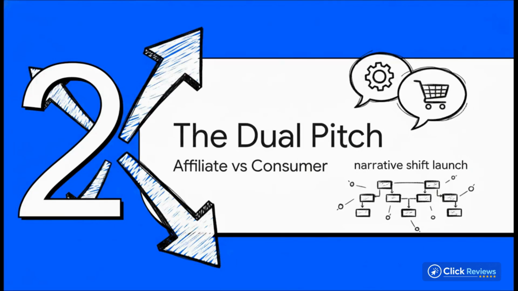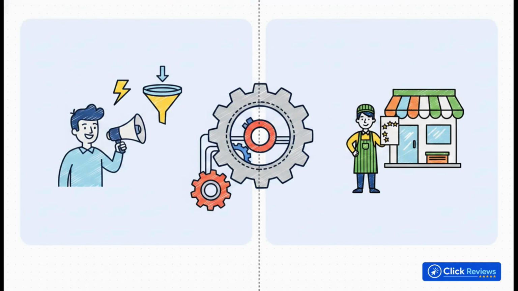Moving into Section 2, the dual pitch. Affiliate versus consumer, and the really fascinating narrative shift behind this launch. So we're seeing this sharp, deliberate contrast between the two sets of source documents. On the affiliate side, the pitch is talking directly to digital marketers. It's promising a tool to instantly build a complete affiliate review funnel straight out of thin air.